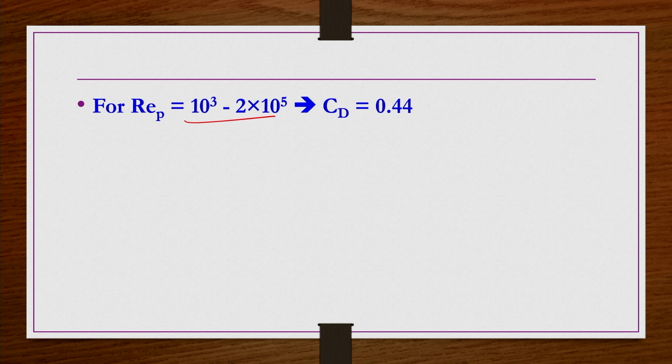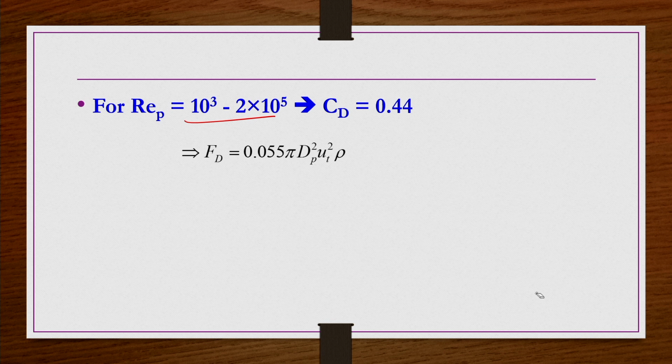So, similarly now what we are going to do, we are going to do for the Newton's flow regime. For the Newton's flow regime, Rep is of the order of 10 power 3 to 2 into 10 power 5, CD is constant. So, that constant, let us say 0.44. It varies between 0.44 and 0.45 slightly, but let us take 0.44.